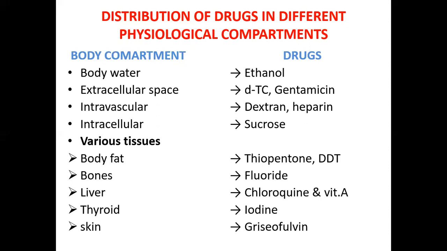In various other tissues, like in body fat, thiopentone and DDT; bones, fluoride; liver, chloroquine and vitamin A; thyroid, iodine; skin, griseofulvin. So these are the various physiological compartments wherein the drugs are distributed. We have seen body compartments as well as other various tissues.